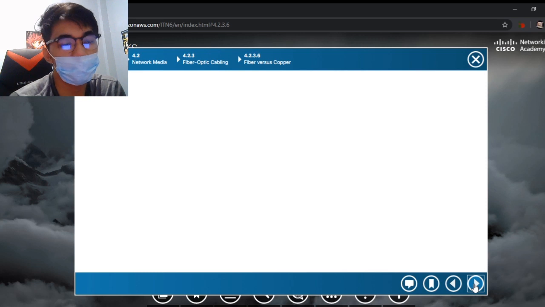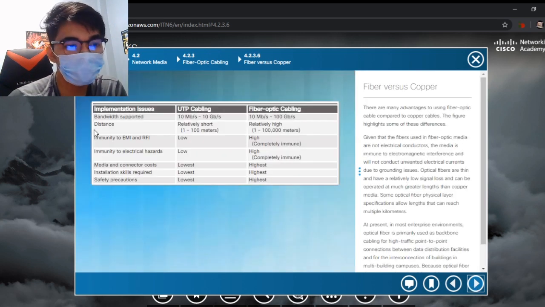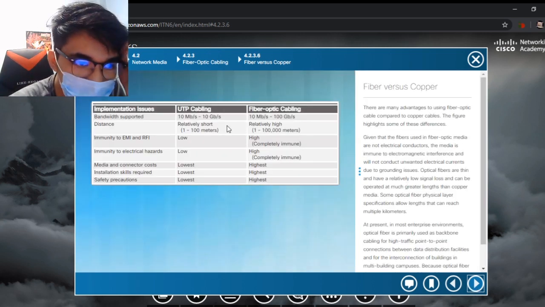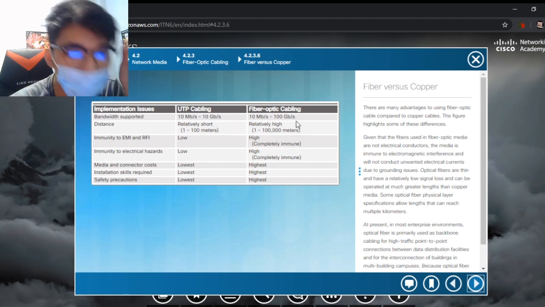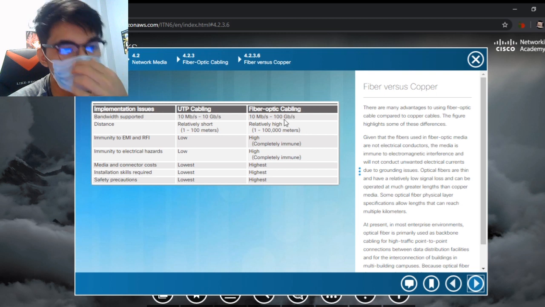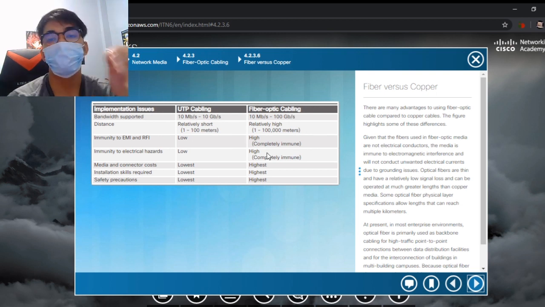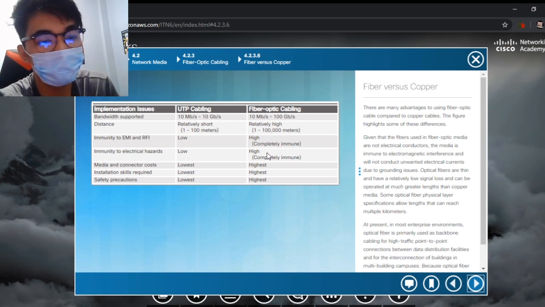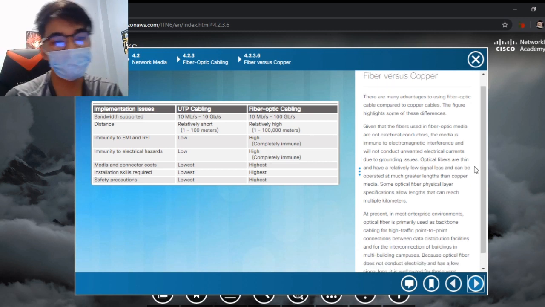So fiber versus copper, as you can see here. UTP cabling is 10 MB to 10 GB, then the fiber is 10 MB to 100 GB. So you can see the difference is pretty high. Then let's proceed to another one.